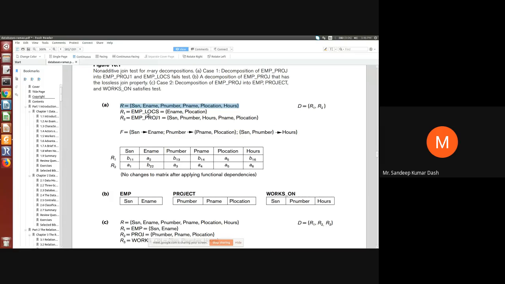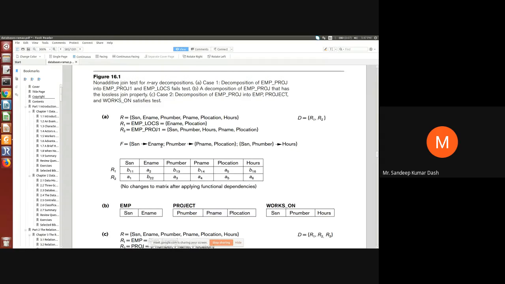So whether these two relations, when I apply natural join to R1 and R2, will give me back my R or not, that I have to test. If it is giving me back the R, then this has non-additive join, that means the division is proper. If by combining R1 and R2 you are still not getting the R, then the division is not proper. In order to test that, there is this algorithm which will help us.